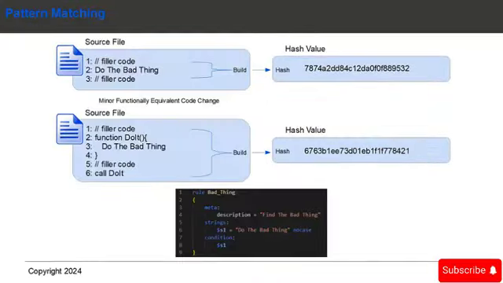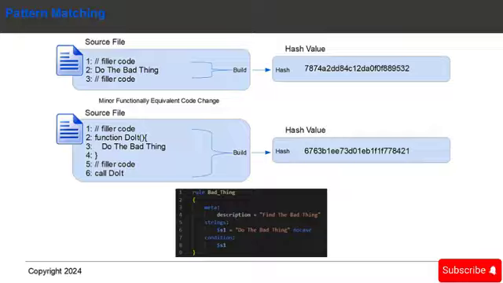You can see here in this example, we've got pseudocode that represents the source code for a piece of malware. Line 1 is some filler code. Line 2, this is where we do the bad thing. This is the malware payload in our example. And 3 is a bit more filler code just to complete out the example. We would build that, and then we would derive a hash value from it.